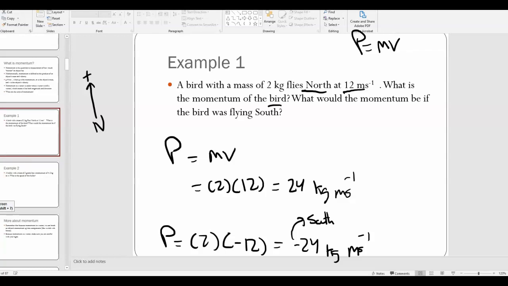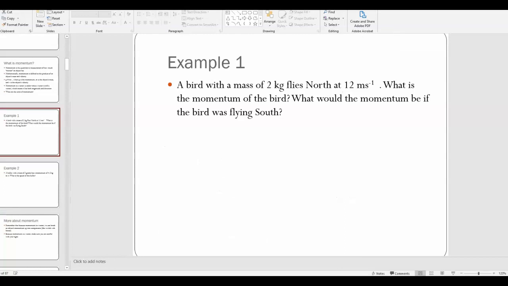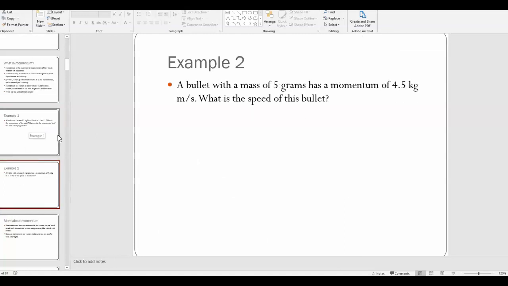All right, just to do one more quick example. Example 2. A bullet with a mass of 5 grams has a momentum of 4.5 kilogram meters per second. What is the speed of this bullet? Okay, so we know momentum is mass times velocity. First of all, it says 5 grams, which is not the SI unit for mass. Since the momentum is in kilogram meters per second, I need to convert that to kilograms. So I divide by 1,000 and get 0.005 kilograms.